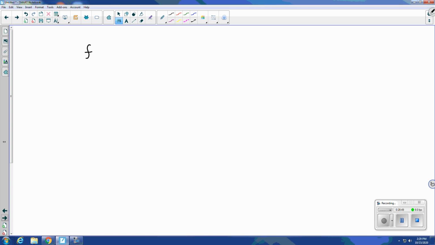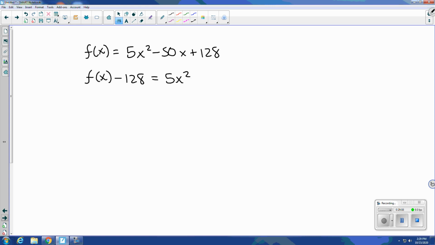So if we have f of x equals 5x squared minus 50x plus 128. First step, let's get our variables on one side, constants on the other. So we're going to move that 128 to the left side. Now you'll notice we have an a value greater than 1, so we're going to divide by 5. Okay, we're going to divide both sides by 5, so that I do have an a value of 1.